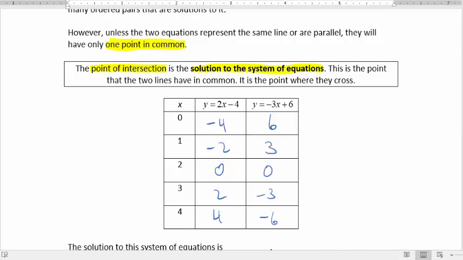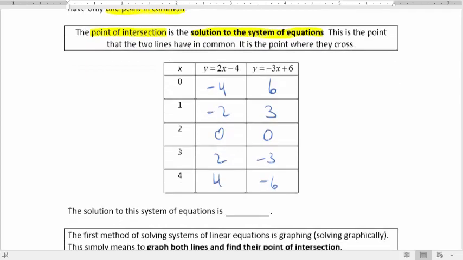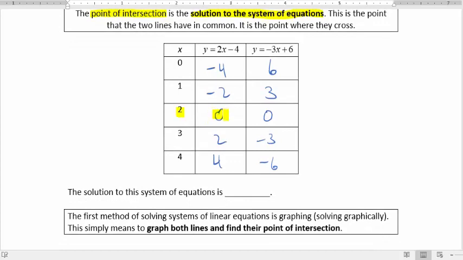So you can see here that when x was 2, in both cases, y was 0. So that's the one point that these two lines have in common, right? The one point that's a solution to both of these equations, which is the solution to the system, which is the point (2, 0).